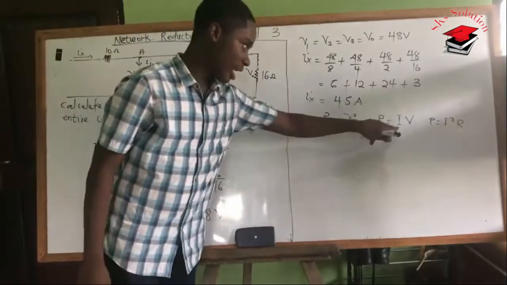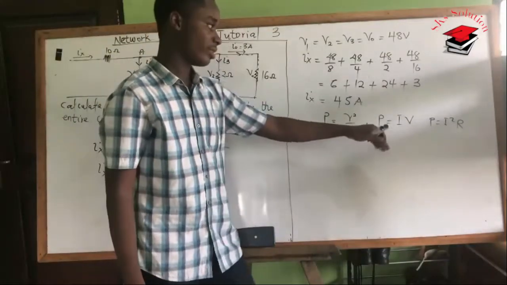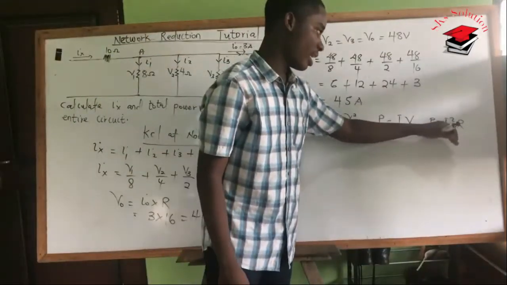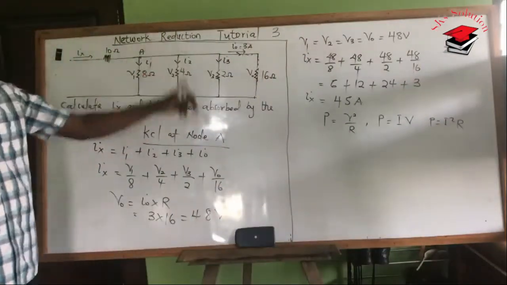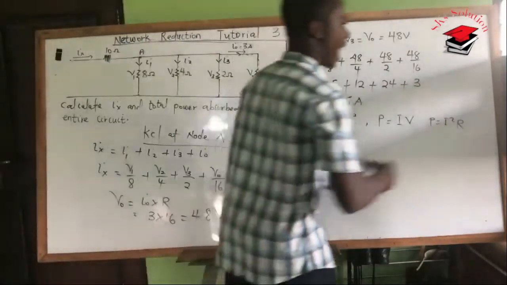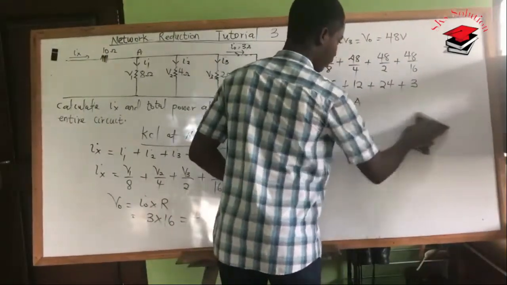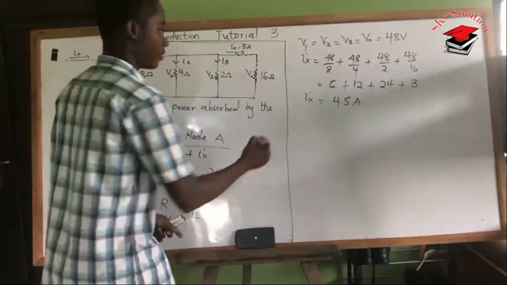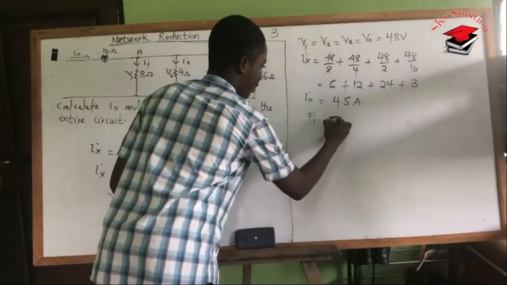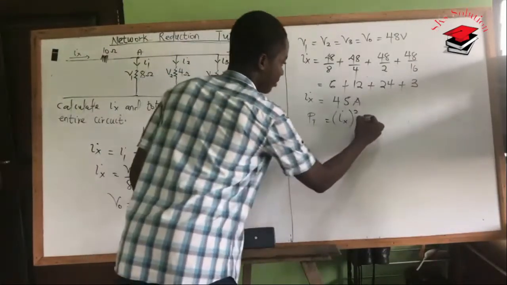And in this diagram, we were not given total voltage, so we can't use this one. We were given total current, right? Ix, but we were not given what? The total voltage. We were given total current, and we can as well calculate the total resistance in this network. So we would go with what? The I squared R to calculate for what?